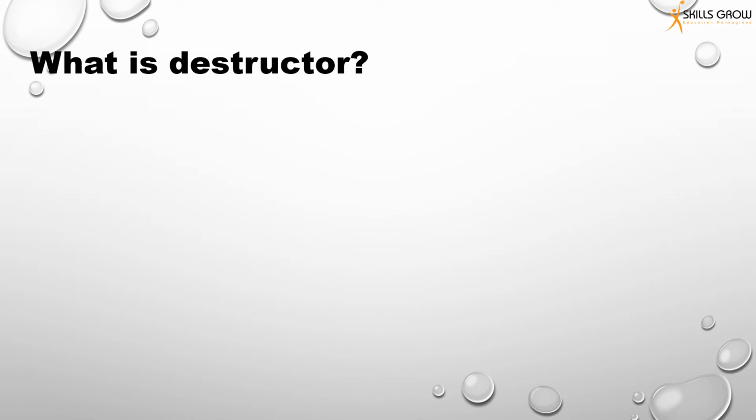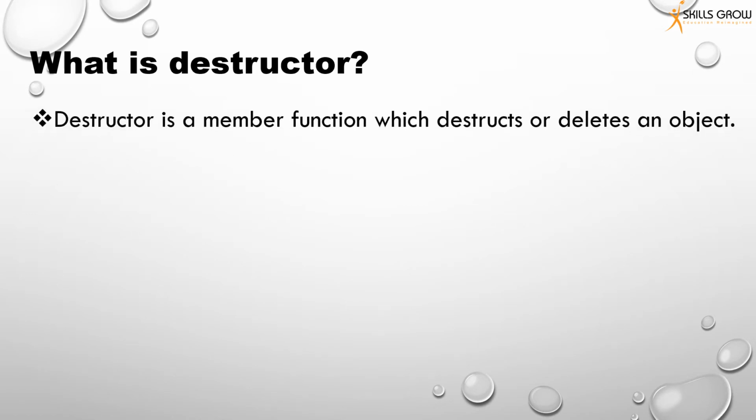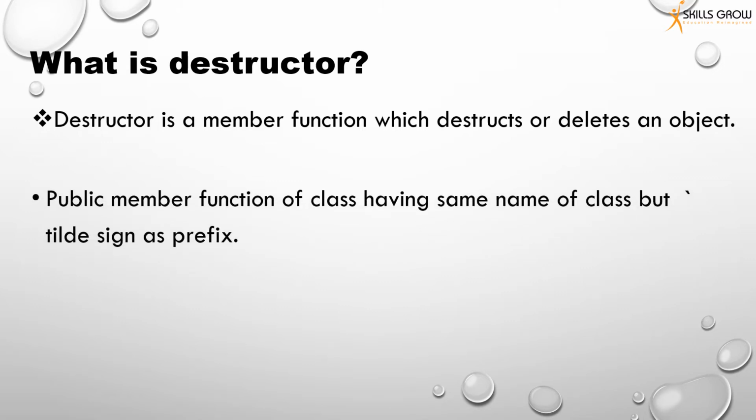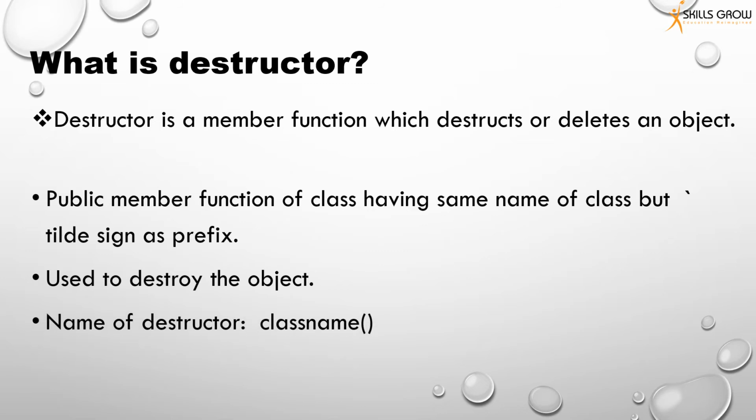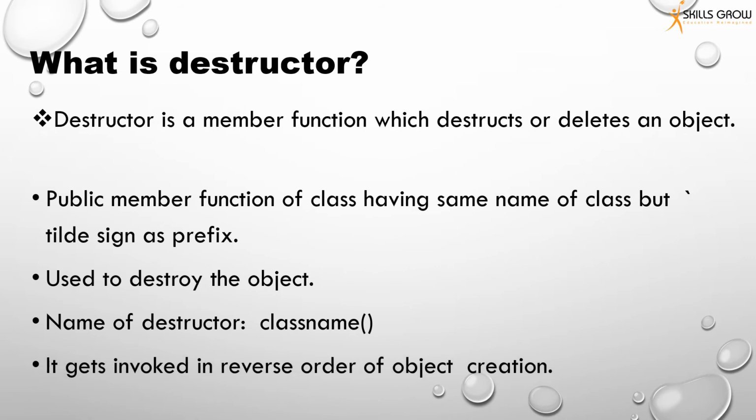What is a destructor? A destructor is a member function which destructs or deletes an object. A public member function of a class having the same name as the class but with a tilde sign as prefix is known as a destructor. It is used to destroy the object which was created by the constructor. The name of the destructor is the same as the class name. Destructor gets invoked in the reverse order of object creation.